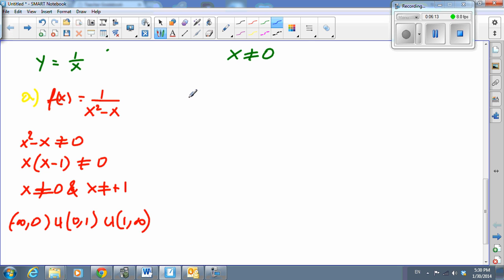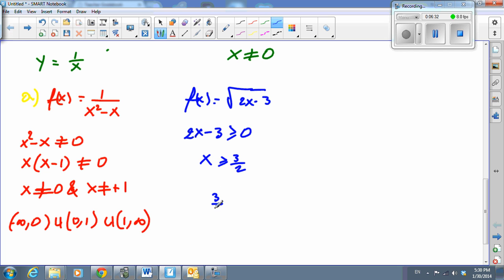One example for the square root. Let's start with the square root of 2x minus 3. This is very simple. All you got to do is say the inside of the radical, which is the radicand, must be greater or equal than 0. And if you solve it, you get x is greater or equal than 3 over 2. So it's from 3 over 2 till infinity. That will be the domain.